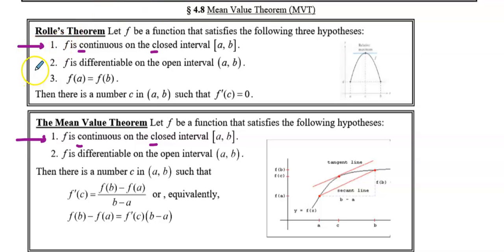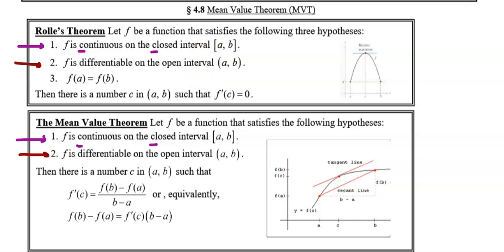The next part it's going to ask here is that f is differentiable on the open interval. So it doesn't have to be differentiable on the actual endpoints, but it has to be differentiable throughout the curve, and that's true for both Rolle's theorem and the mean value theorem. So that's actually pretty awesome that two of the criteria for both of these are the exact same thing.